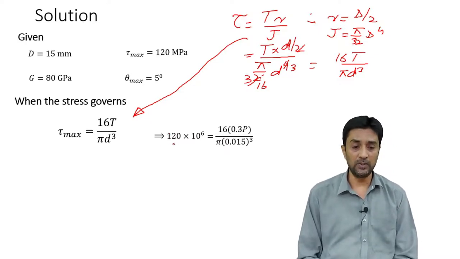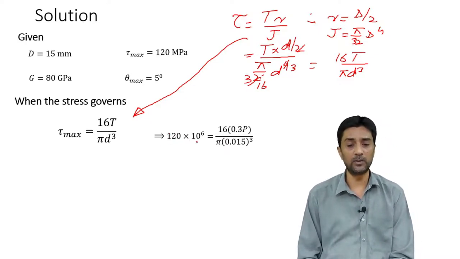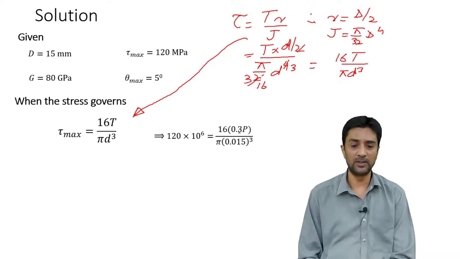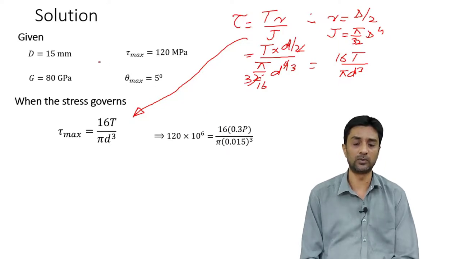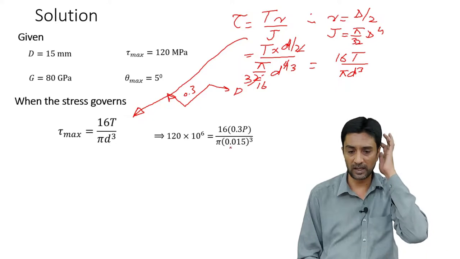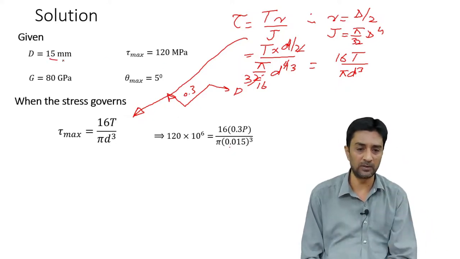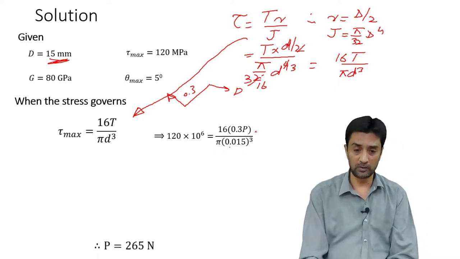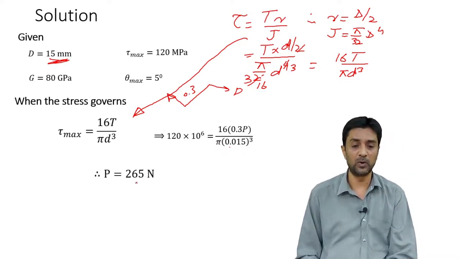So with the help of this, we know the maximum shearing stress is 120 into 10 to the power 6, because this is megapascal, so mega means 10 to the power 6. 16 T, where T is 0.3 times P, because you know the force was applied in this direction. So this is P and the distance was 0.3. So 0.3 times P would be the amount of torque, and then pi, and this diameter is 15 millimeter. When you convert it into meter, that would be 0.015. So when you solve all these things, you will get the value of P as 265 Newton.